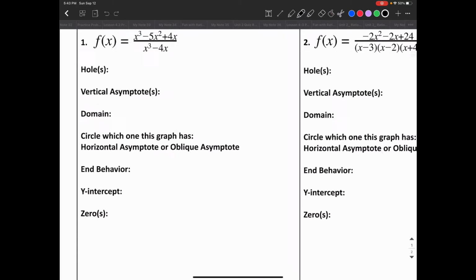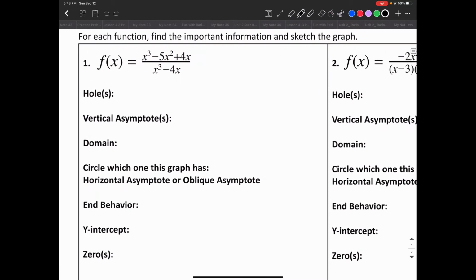For number 1, if I want to graph this rational function, to make it easier for me to find all the important information that I need, I am going to factor this. I notice in the numerator that these terms have a greatest common factor. I always have to check for that first. Since they have a greatest common factor, I'm going to take that greatest common factor out.